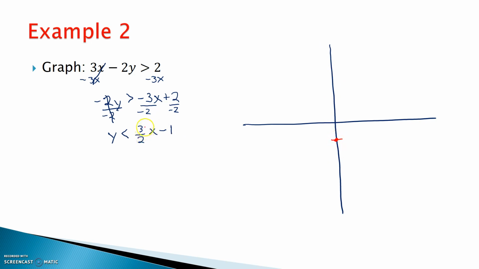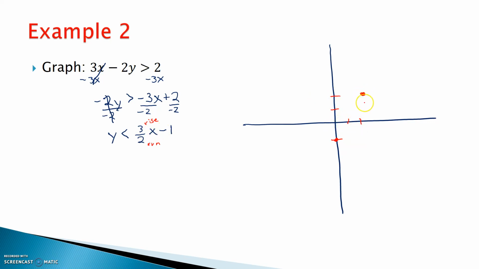Okay, now my slope is 3 over 2, so I rise over my run. I'm going to go up 3 because it's positive. Remember, if it was negative, I'd go down. But I'm going to go up 1, 2, 3 over 2.